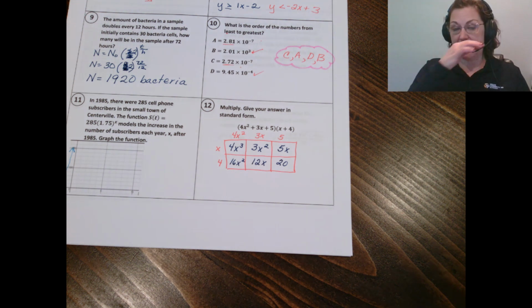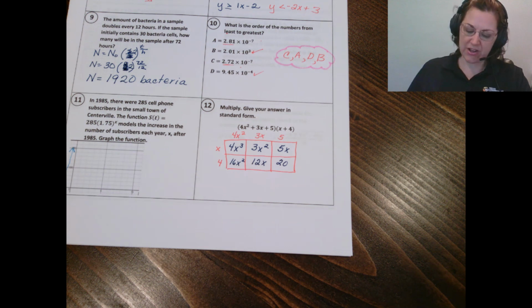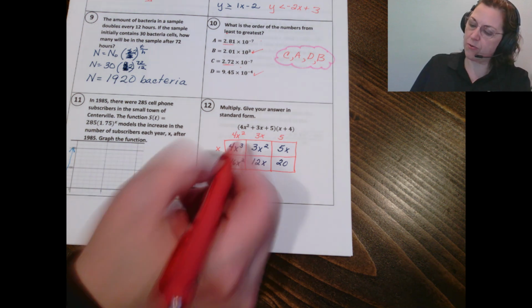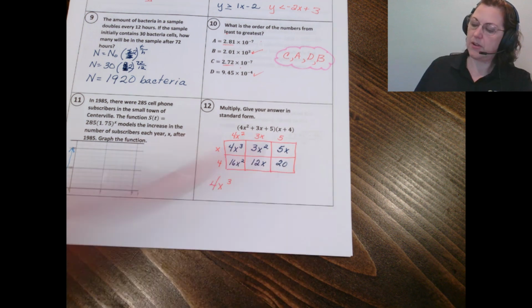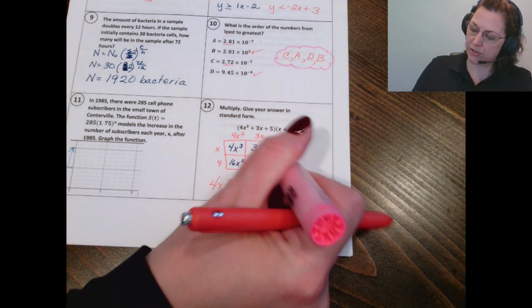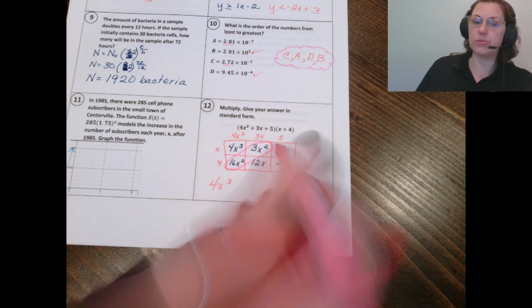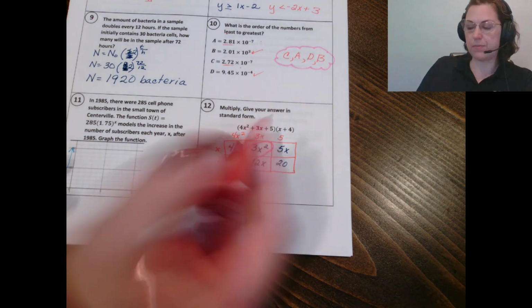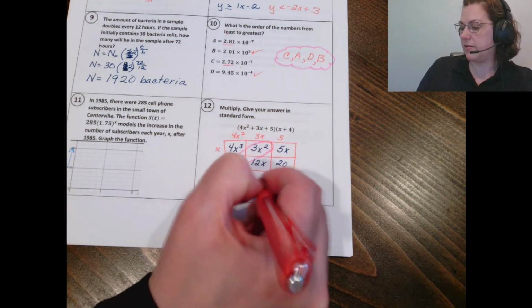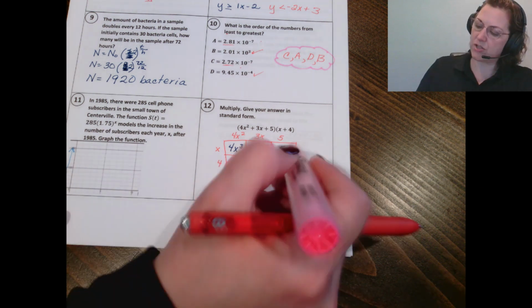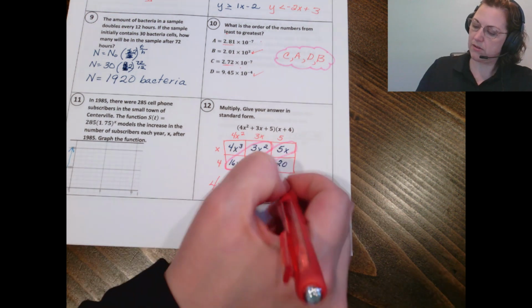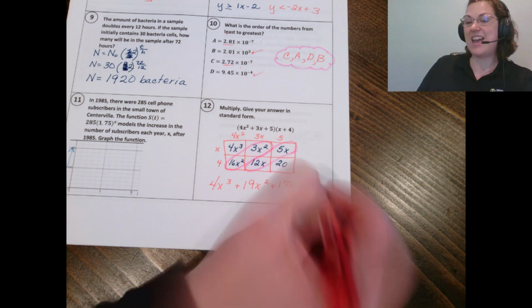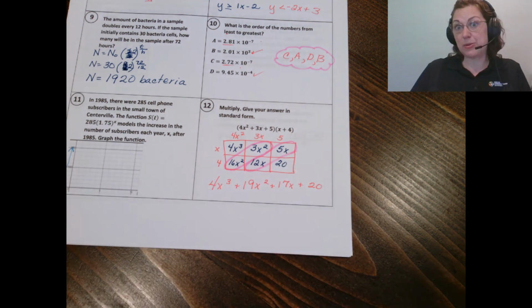Now, all we have to do is combine our like terms. So I see that the 4x cubed, there's no other x cubed term. So I'll write that as part of our answer. Then I see these 2 x squared terms. So I'm going to add those. 16x squared plus 3x squared would give me 19x squared. Then I've got 5x and 12x. That'll give me 17x. And then I've got the 20. And that's my simplified answer because I was able to just combine like terms.